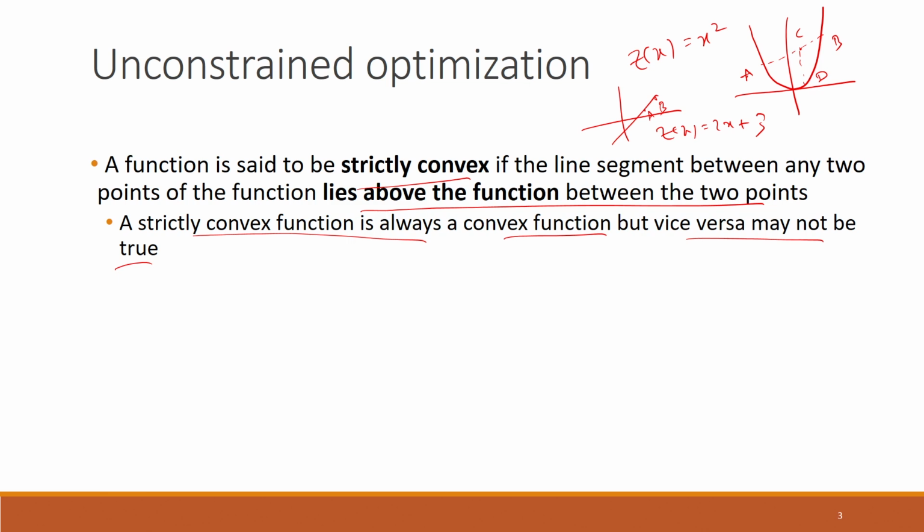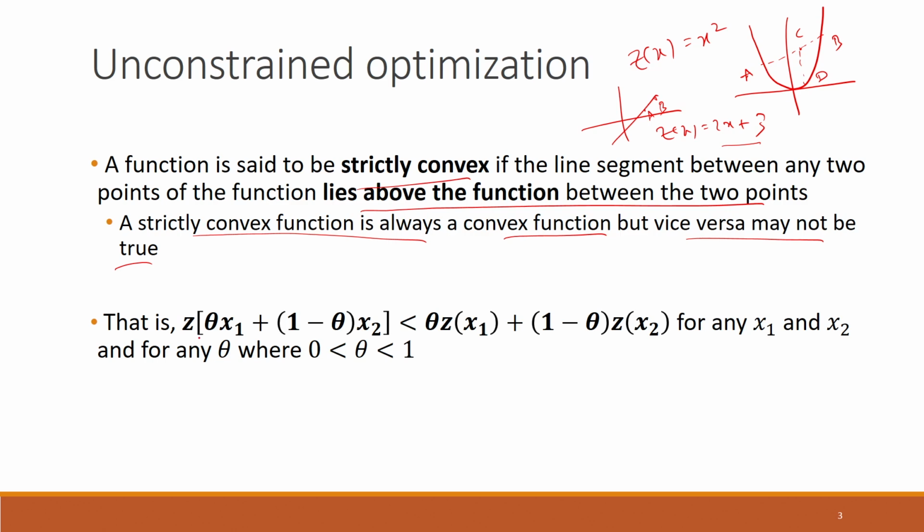So, a strictly convex function is always a convex function, but vice versa may not be true. Here you can see that the function z(x) equal to 2x plus 3 is a convex function, but it is not strictly convex. But if I tell you that a function is strictly convex, it is automatically a convex function also.